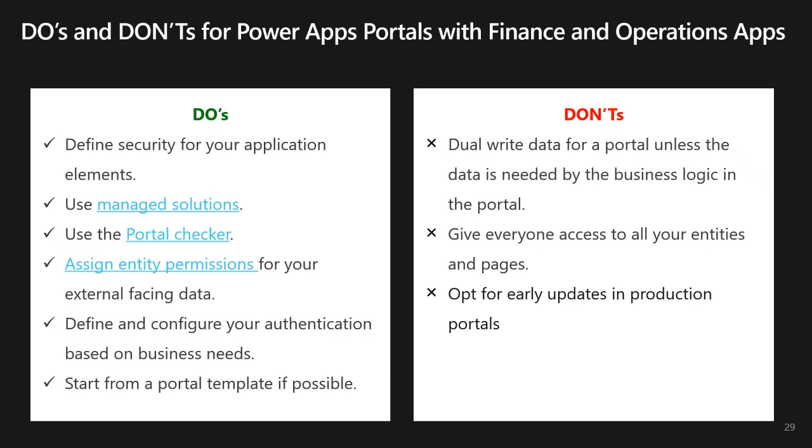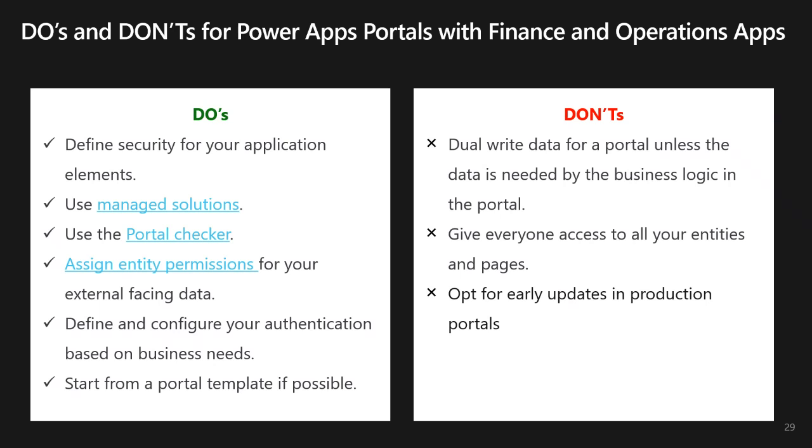Okay, and then based on your business needs, go configure the authentication that is most suitable for your business needs, right? You have a list of options like we mentioned before, so pick from that list whatever suits you best. And whenever you're creating a portal, start building your portal from a template if possible, if that template meets your needs. Otherwise, you can go with a blank portal and add in components as you need them.